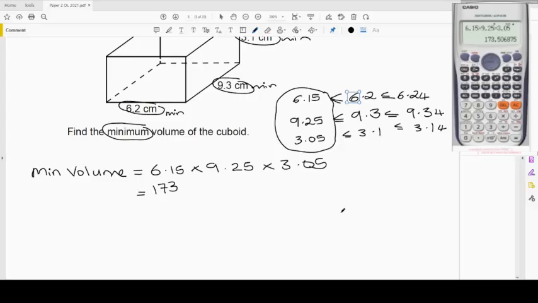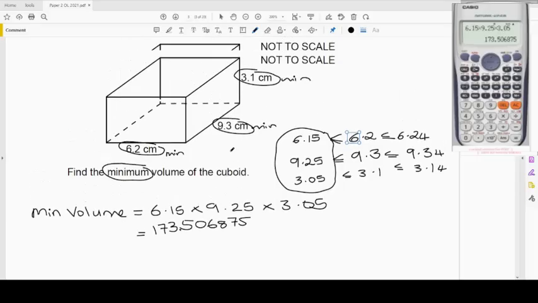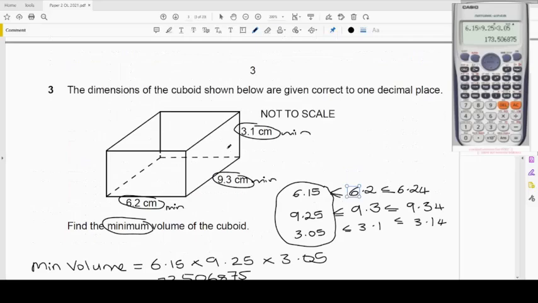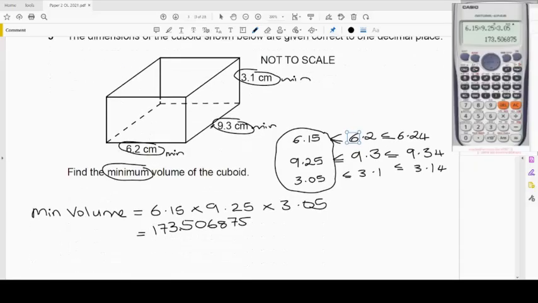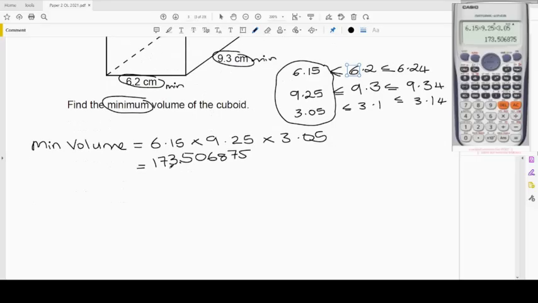Okay, that's 173.506875. Okay, now remember I said you must always follow the instructions that are given in the paper, and it says that if the accuracy is not stated, like it says leave your answer to this many decimal places or this many significant figures, what you need to do is leave it to 3 significant figures.